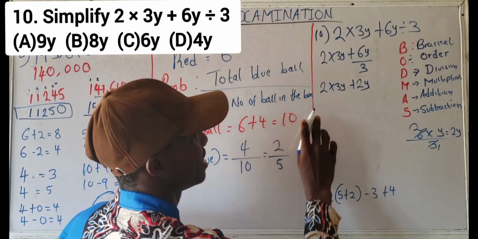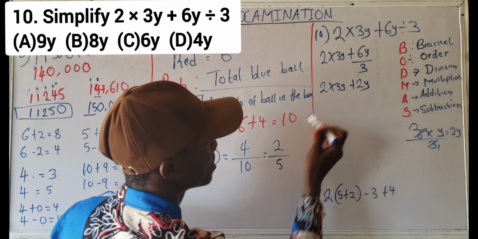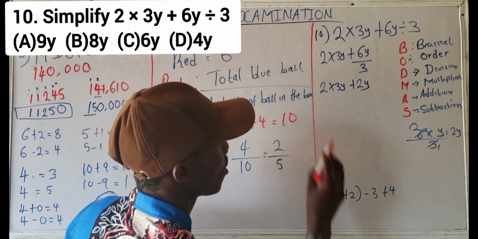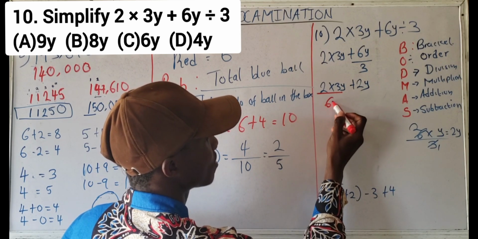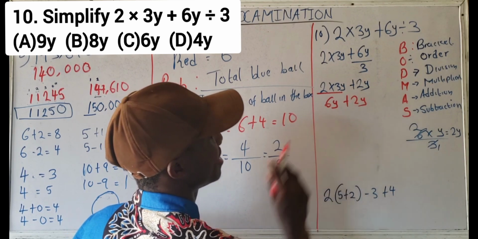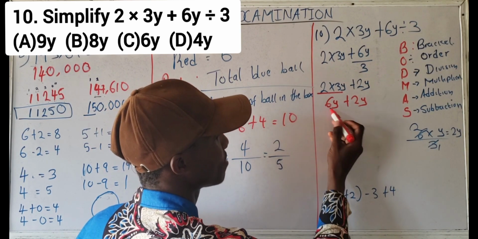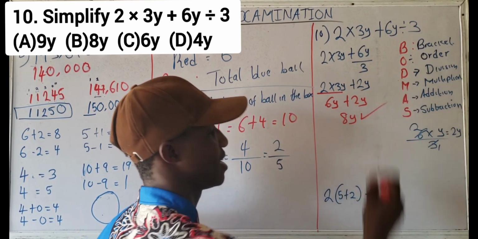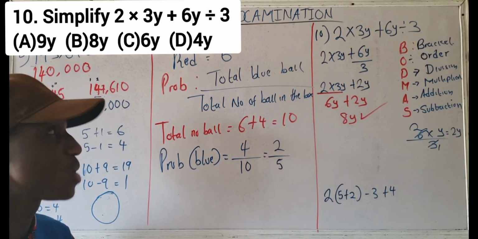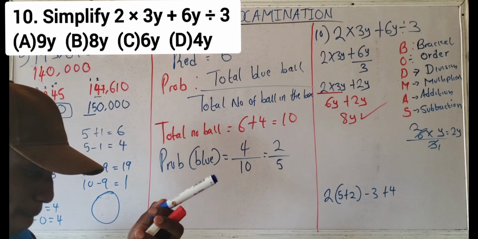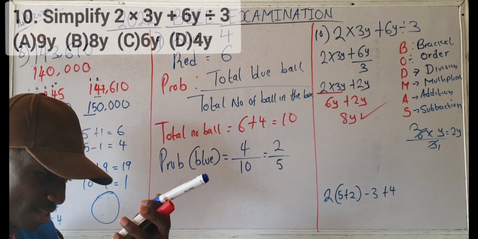Now let's proceed. After division, we are asked to solve for multiplication. So we have to take the multiplication of 2 and 3y, because the sign between them is a multiplication sign. So 2 times 3y will give us 6y. So I'm going to have 6y plus 2y. After multiplication is addition, so we can add these two terms together. 6y plus 2y is 8y. That is the solution to that question. The final answer is 8y, so the right option there is option B.